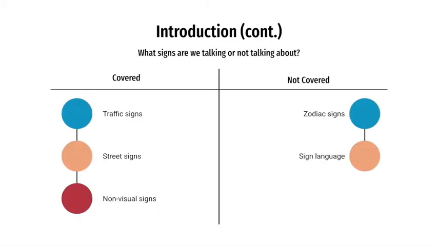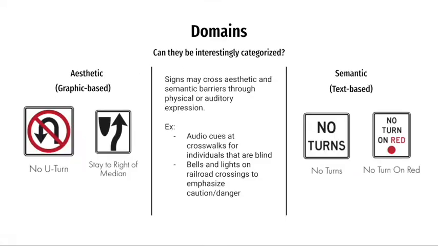In this presentation, we are not going to talk about zodiac signs. We are also not going to talk about sign language. We are going to talk instead about traffic signs, street signs, and different types of signs. Some of them are not necessarily visual, but could be based on audio or touch. So we thought of some ways to categorize signs.